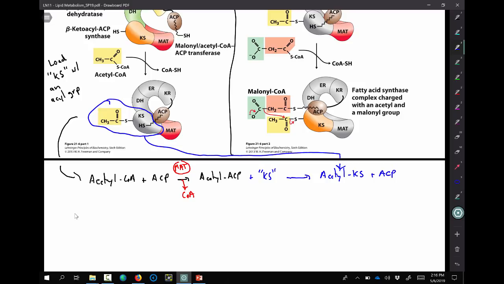Now, in this case, it's actually an acetyl group, a 2-carbon molecule. In round 2, it will be a 4-carbon molecule. In round 3, it will be a 6-carbon molecule, and you can see where I'm going with this. It's going to add 2 carbons every round. But step 1 will be a transfer of an acyl group. In this case, it just happens to be acetyl-CoA because we're starting it off. And the next round will be a 4-carbon molecule, though.